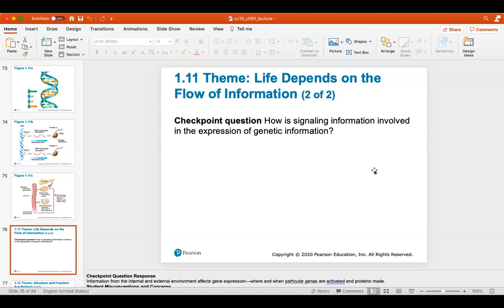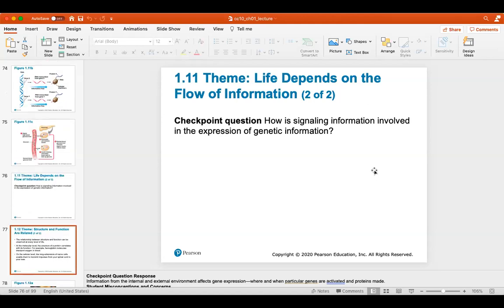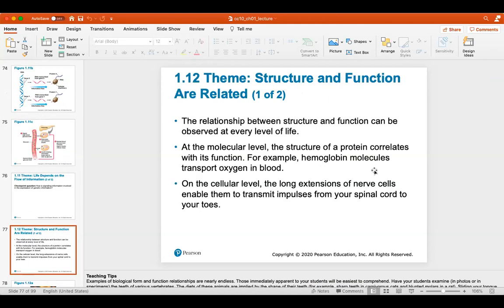Where and when particular genes will be activated, and which proteins will be made. Structure and function are related. The relationship between structure and function can be observed at any level of life. At the molecular level, for example, a protein structure will correlate to its function.